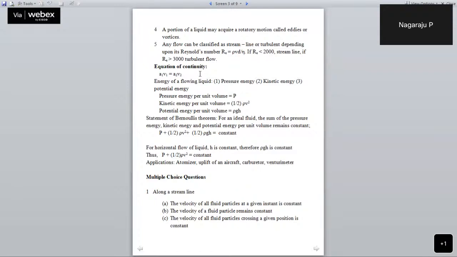The continuity equation, in other words, we write it as A1 V1 is equal to A2 V2, where A is the area and V is the velocity. Suppose the area is more, the velocity is less. On the other hand, if the area is less, the velocity is more. That is what you can see in a pipe.